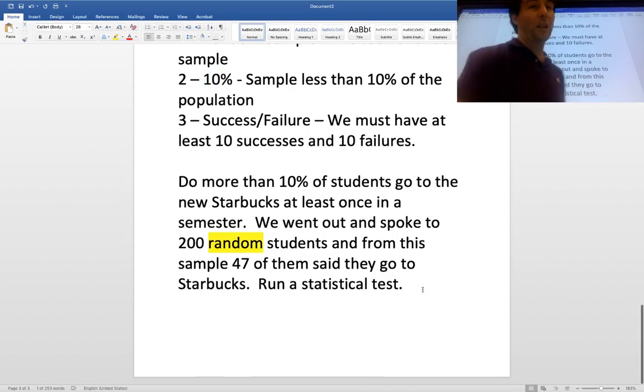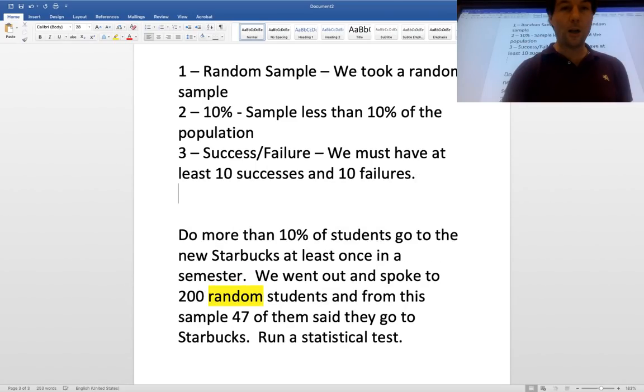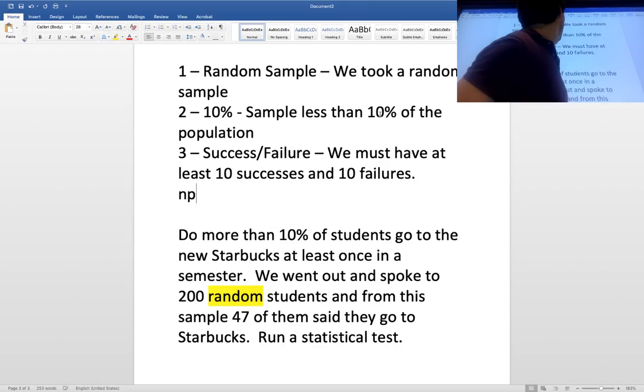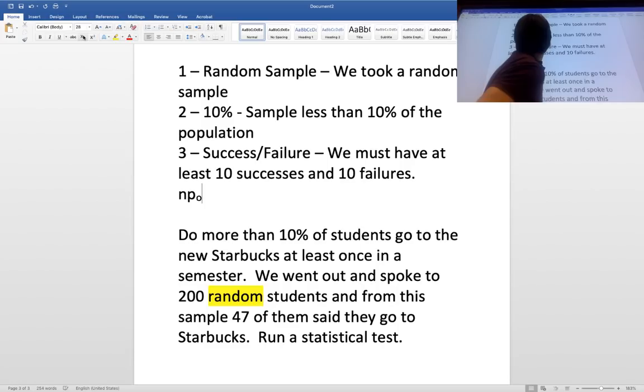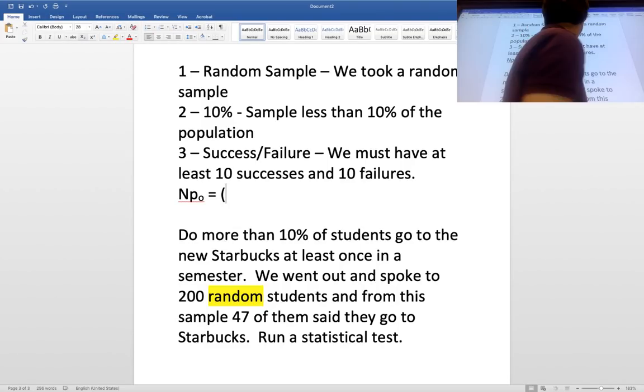And to check the last condition, I'm actually going to put it right here. Let's go ahead and solve the last condition mathematically. To solve it mathematically, we're going to do NP naught. And the reason we're doing P naught is because we're testing a proportion. And NP naught needs to be what? Greater than, I hope that's not lightning. And this will equal, what formula will this equal? NP naught equals, tell me mathematically, what is N?